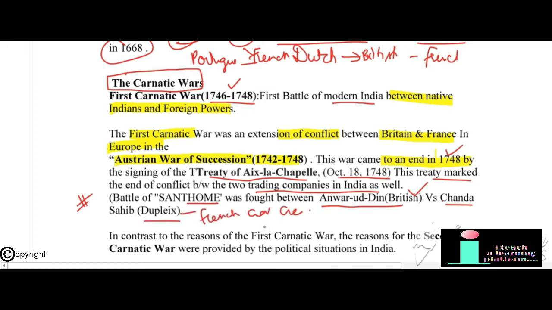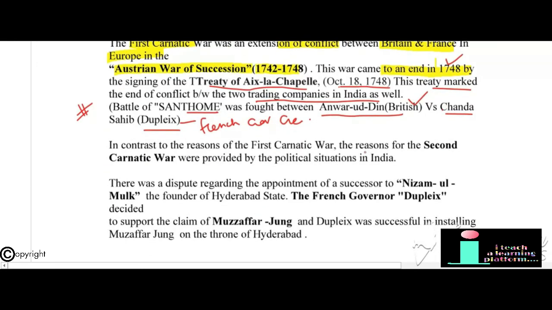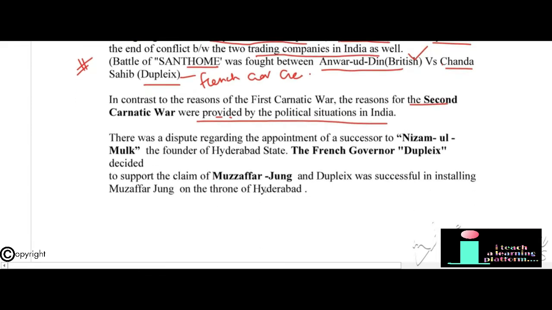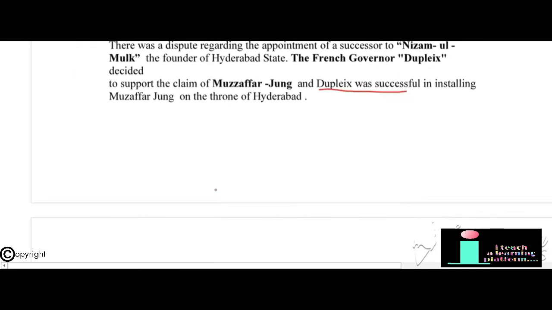In contrast to the reasons of the First Carnatic War, the reasons for the Second Carnatic War were provided by the political situation in India regarding who would be the successor of the Hyderabad state after Nizam-ul-Mulk, who was the founder of the Hyderabad state and the Wazir of Muhammad Shah, the Mughal emperor at Delhi. The French governor Dupleix decided to support the claim of Muzaffar Jung, and Dupleix was successful in installing Muzaffar Jung on the throne of Hyderabad.